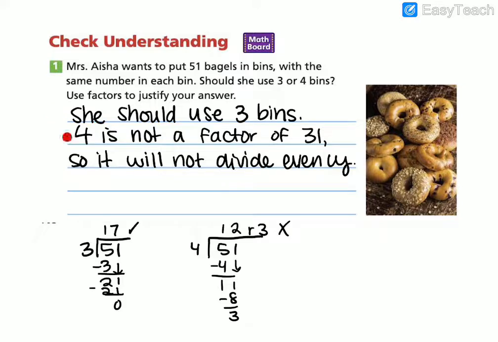Your explanation should look something like 4 is not a factor of 31, so it will not divide evenly. Now it's important that you included the word factor because the problem told you to use factors to justify your answer.